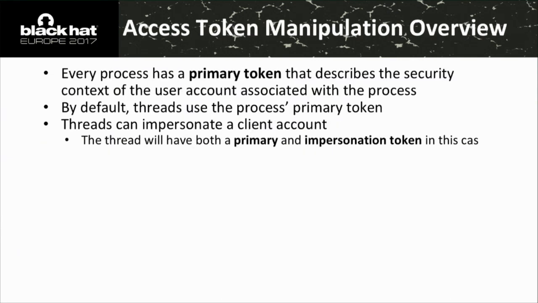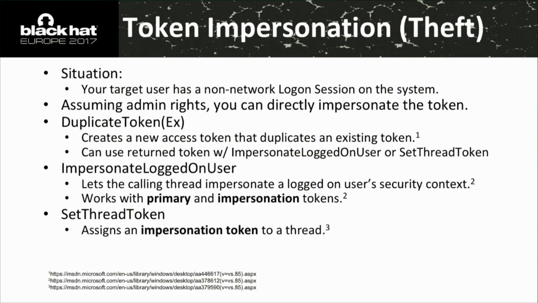Next slide. All right, so again, just a general overview. Every process has a primary token, and that describes, again, the security context of the user. By default, threads are going to inherit that primary token from the process, but you can do impersonation, which will give the thread a completely different user context. Next slide.